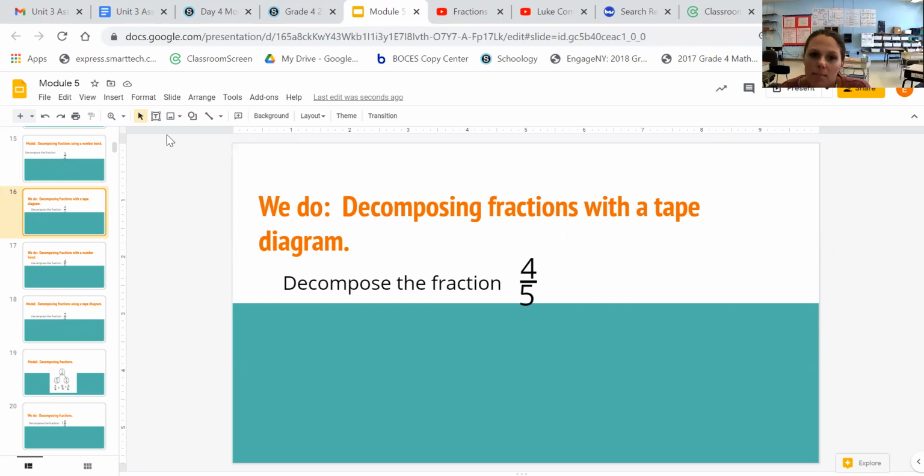So now what I want you to do is I want you to try to decompose this fraction with a tape diagram. So first start by creating your tape diagram and breaking it up into the equal parts. Pause your video and then we'll come back to go over it.